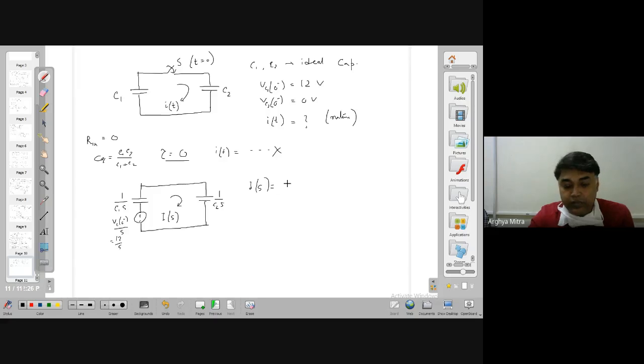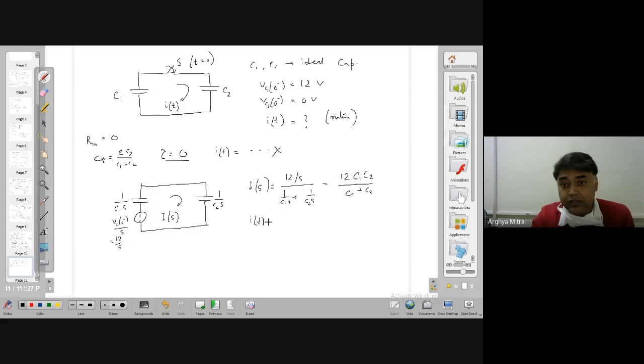I of S is equal to what? It is this voltage divided by this impedance. So that means 12 by S divided by 1 by C1S plus 1 by C2S. So that means 12 C1 C2 divided by C1 plus C2. It is independent of S. Can you see that? It is independent of S.